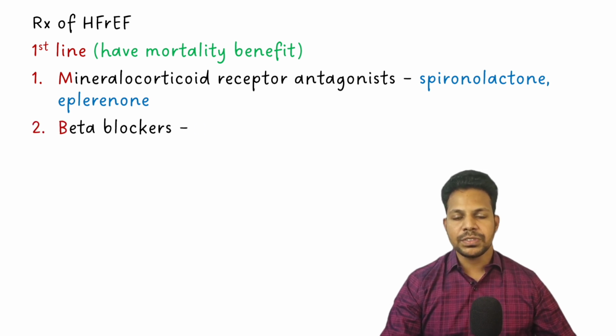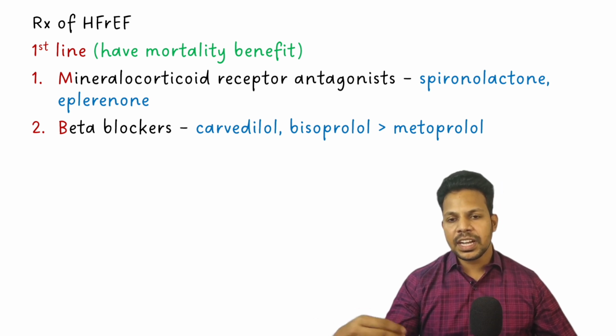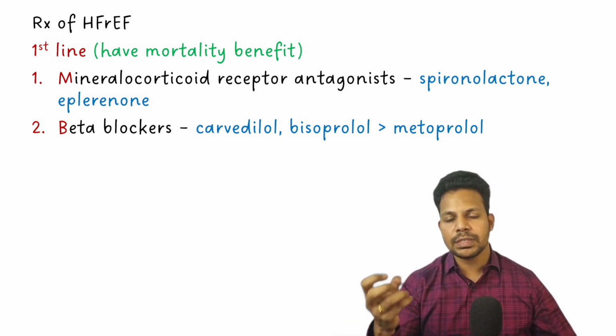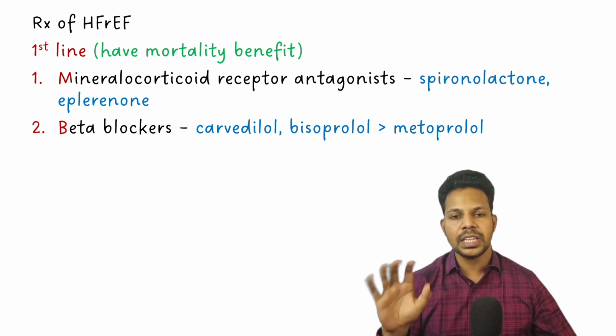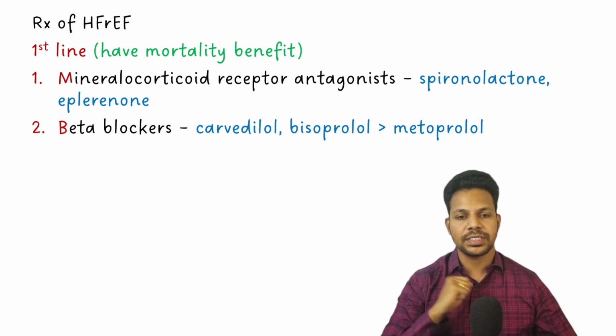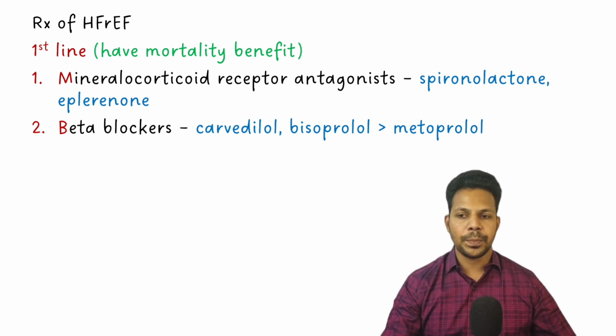And beta blockers. See, all the other drugs in the first line group except beta blockers are going to have a class effect. Class effect means whichever drug you use from a particular class, it is going to have some benefit in the reduction of the mortality in the patients of heart failure. But for beta blockers, it is not going to have a class effect. You need to use specifically cardioselective beta blockers. They are carvedilol, bisoprolol, and metoprolol. Among them as well, carvedilol and bisoprolol are preferred to metoprolol.